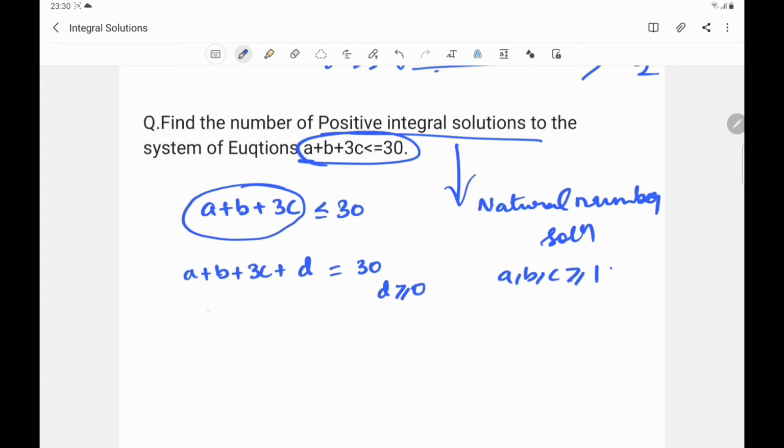Now what are the values which C can take? Suppose C is 1, as given here. It has to start from 1. Suppose it is 1, then A plus B plus D will be 27, and here D is greater than or equal to 0, so we'll add plus 1 over here, so we'll get 28. So 28 means there will be 28 balls, so 27 gaps will be there. I'll select any two.